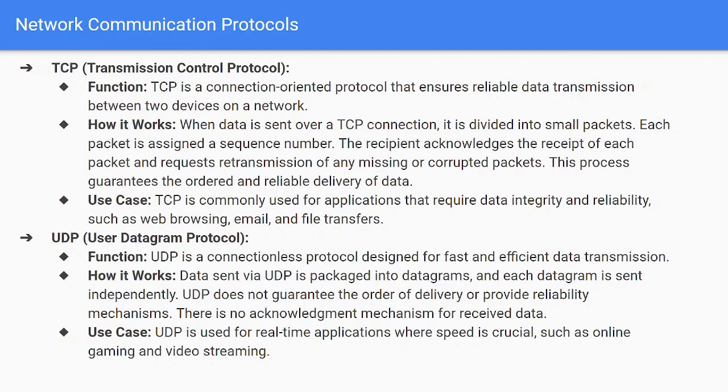So use case, TCP is commonly used for applications that require data integrity and reliability, such as a web browser, email, file transfer. You understand? So TCP is basically used for things like file transfer, email, web browsing. Talking about file transfer, one of the file transfer protocols we have is FTP, email is SMTP, web browsing we have HTTPS and HTTP.